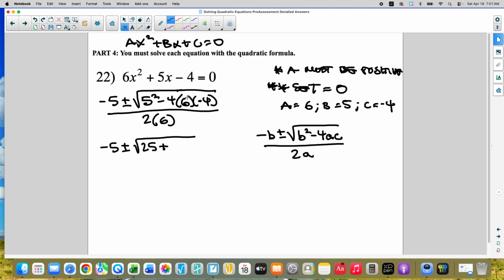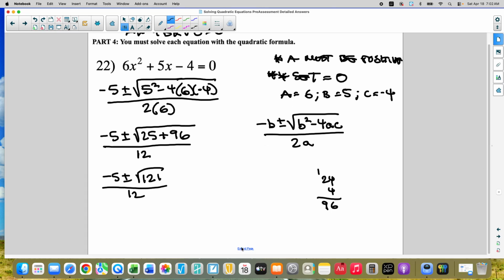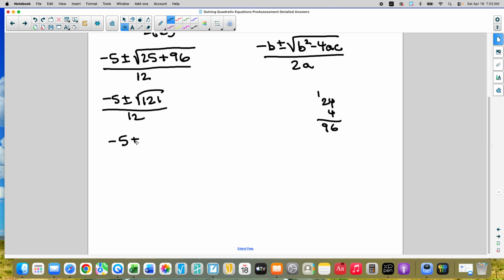24 times 4, I don't know. 24 doubled is 48. 48 doubled is 96. Because I didn't write it down, so I could write it down. I could do 24 times 4, which is 96. I don't need a calculator. Times 12. Negative 5 plus or minus. That gives me 121. We like that. So we should really be recognizing perfect squares way more often.